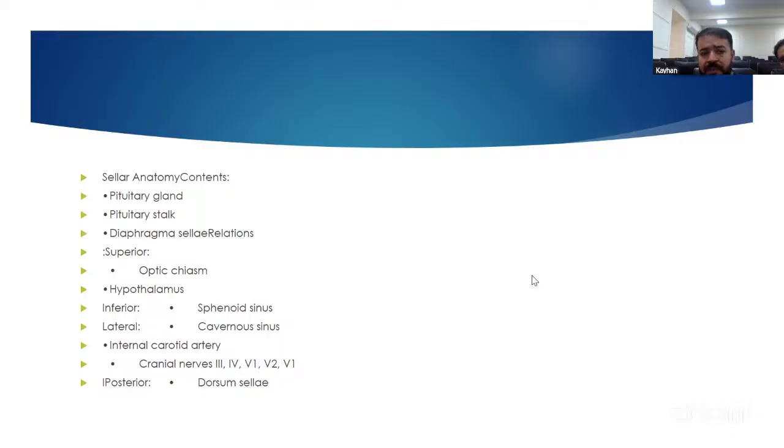Let's go to the sellar anatomy content. Once we go inside the sella, the sphenoidotomy has been done, and then we are going to do the crisscross or crescent-shaped incision on the dura. What structures are we going to be having? It's very well known to every neurosurgeon, but for the residents: pituitary gland, pituitary stalk, diaphragma sellae. The sellar relations: superior is the optic chiasm and hypothalamus, inferior is the sphenoid sinus, lateral is the cavernous sinus and internal carotid artery, which includes cranial nerves 3, 4, and also V1, V2, and 6. And posterior, we are having the dorsum sellae.